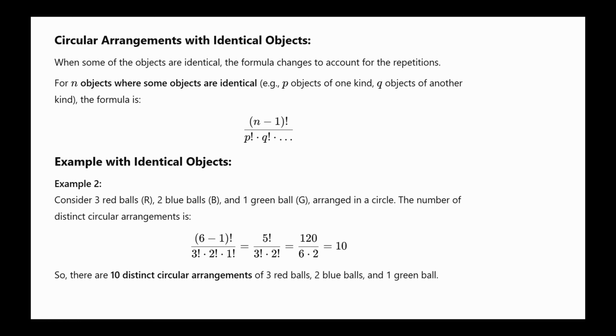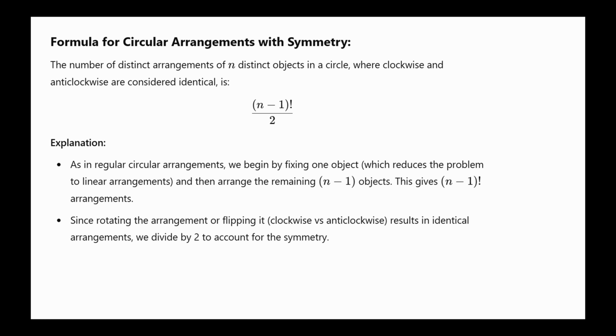Now again, the same things that we did for linear. Let's say if I have certain identical objects as well, so I would simply divide by the factorial of the number of those objects that I have. While dividing it, we do not use any minus 1 or anything like that. Simply we divide it by the number of objects that we have.